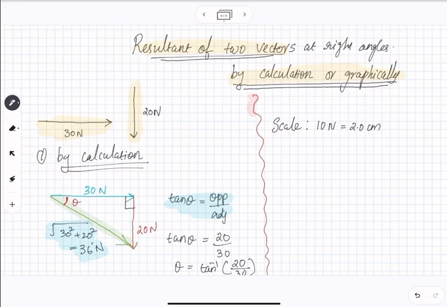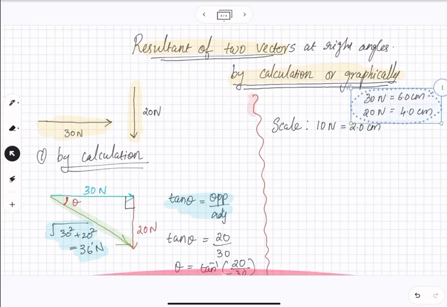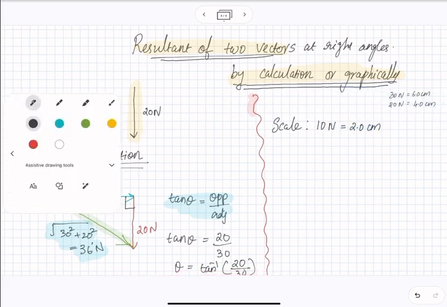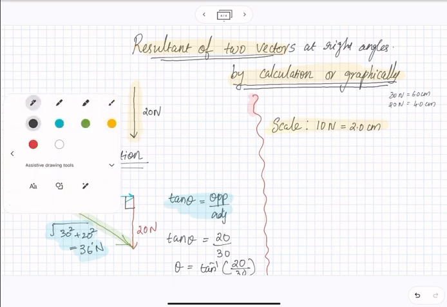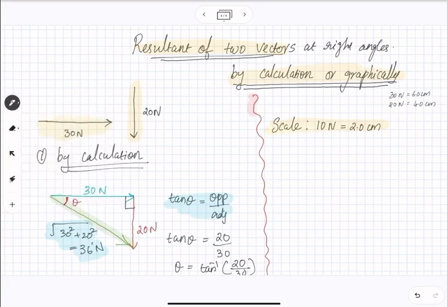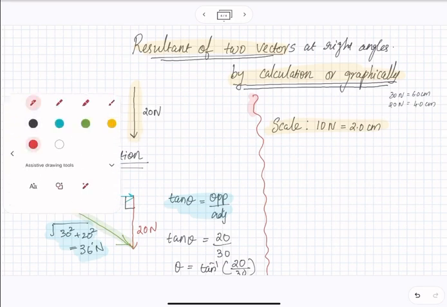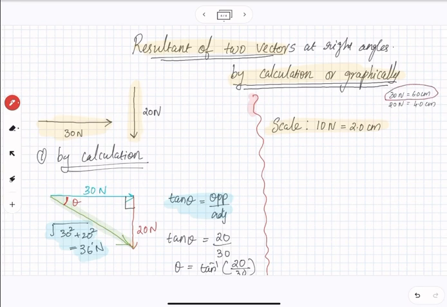So what will be the values? In order to represent 30 Newton, we should draw a 6 centimeter line. And in order to represent 20 Newton, we should draw a 4 centimeter line. So we should decide a proper scale, and you should write it. It's very important. Now you can take a ruler and draw these lines. To represent 30 Newton, you should draw a 6 centimeter line exactly in the given direction.